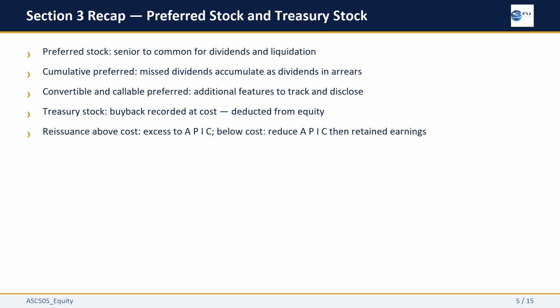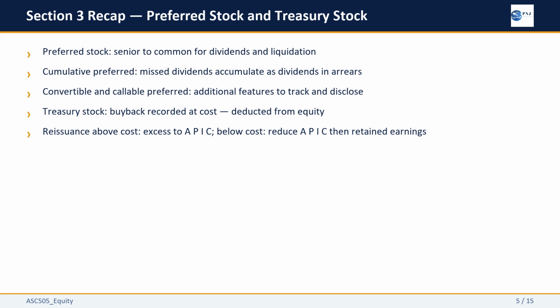Section 3 introduced preferred stock and treasury stock. Preferred stock is senior to common in both dividends and liquidation. It has fixed terms that must be disclosed. Cumulative preferred stock accumulates undeclared dividends as dividends in arrears, disclosed in the notes even though no liability exists. Convertible and callable features require separate tracking.